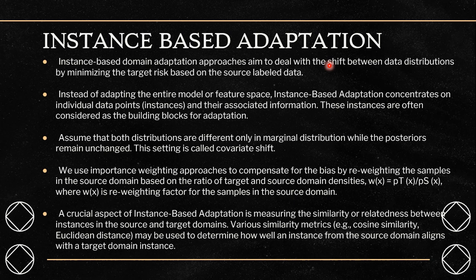When we are making similar data sets, we assume that their distribution will also be similar. In this case, the main problem which is solved is the covariate shift. We use a weighting parameter, the reweighting factor, which is the target domain probability upon the source domain probability of the instance X, and we scale them, convert them into new data instances, and upon them we train the model and learn. So that is called instance-based adaptation.